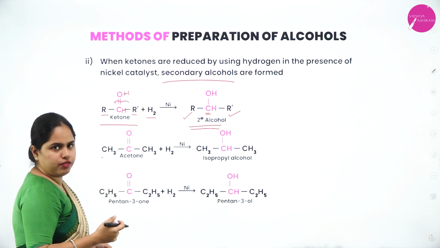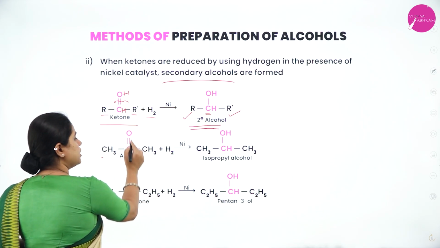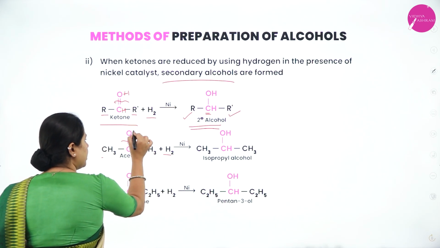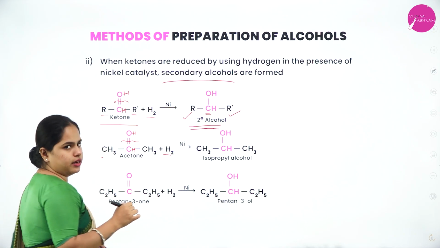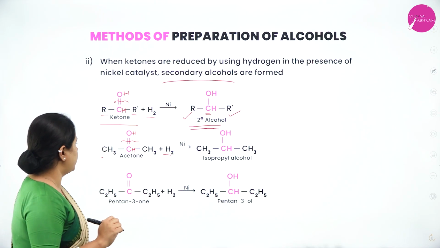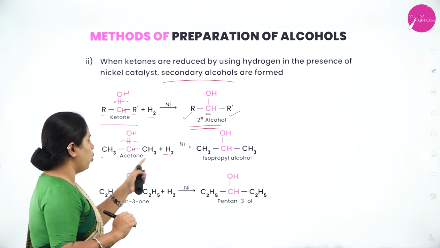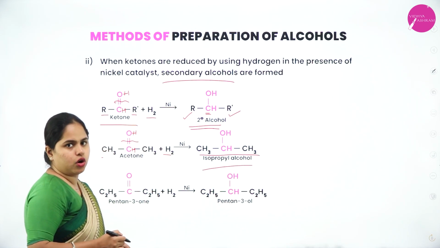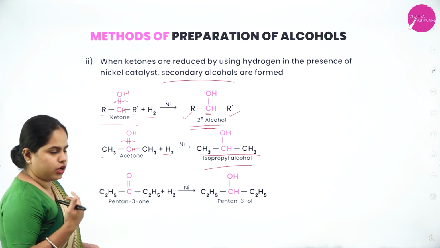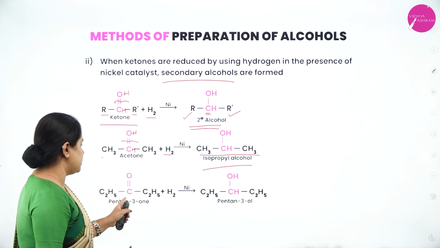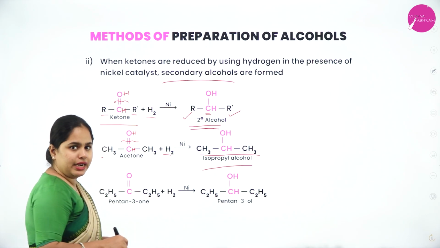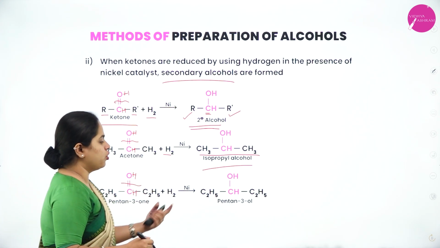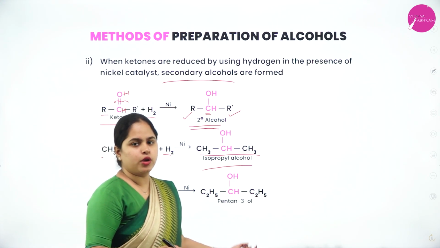Now a specific example we have taken here is acetone, CH3COCH3, to which we are adding hydrogen in the presence of nickel. Again this bond will break, one hydrogen is added here, one hydrogen is added here, H2, right? So two hydrogens are added. You are going to get CH3CHOHCH3. This is isopropyl alcohol, which is also a secondary alcohol, right? The next one is C2H5COC2H5. Again adding hydrogen, this bond will break, one hydrogen added here, one hydrogen added here. You are going to get pentan-3-ol. Okay, so I hope this is clear.